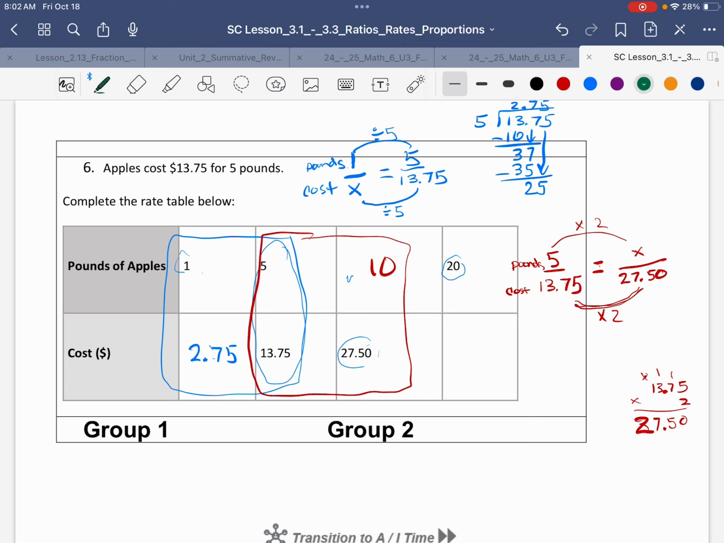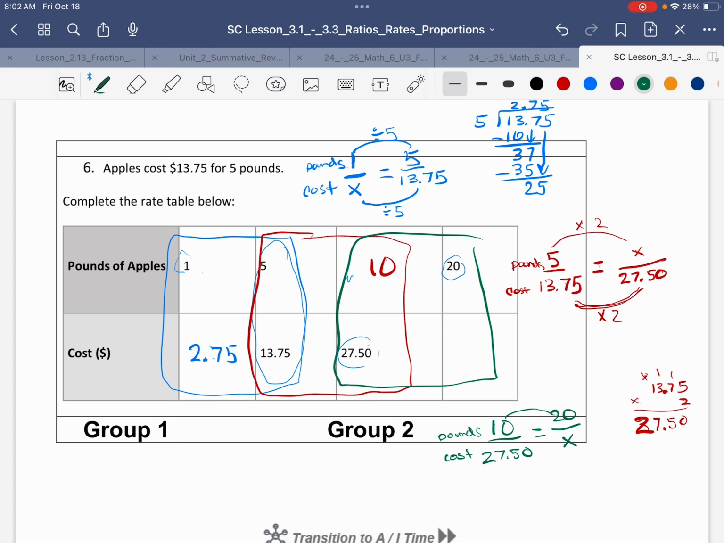Now, we can do our last one as well. You can set up this proportion here. I'll do it down here. So you're going to have 10 pounds for 27.50 is equal to 20 pounds, and we don't know how much that costs. So remember, this is pounds, and this is cost.